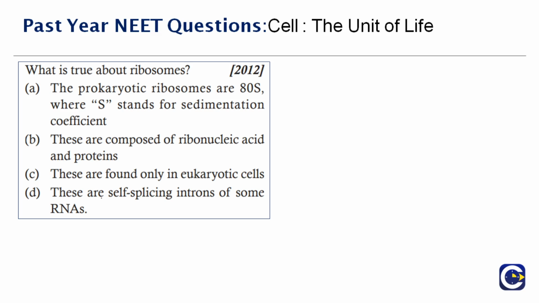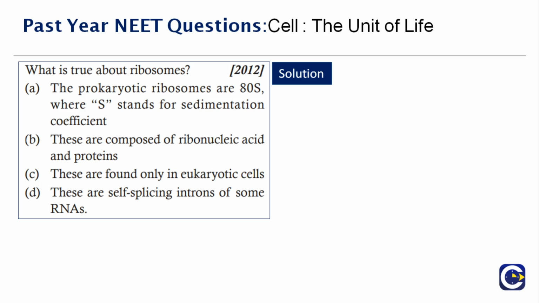Next question. Again, this question was asked in the year 2012. What is true about ribosomes? I think you'd have guessed the answer by now. So what is ribosomes first? Do ribosomes have membrane in them? No, ribosomes are membraneless. They do not have any membrane. They are an organelle which are composed of rRNA and proteins.